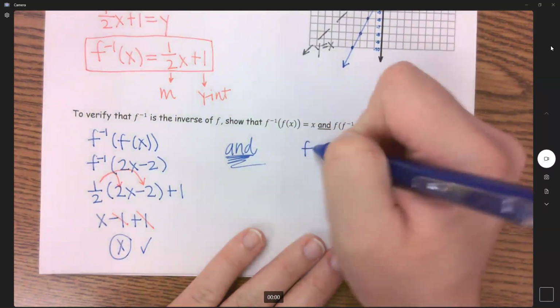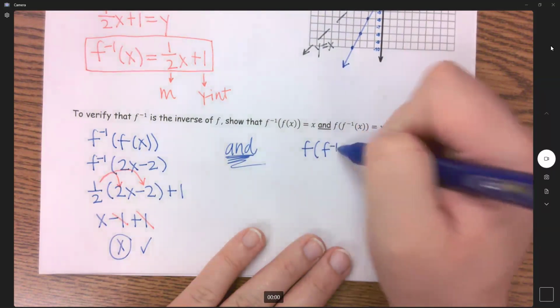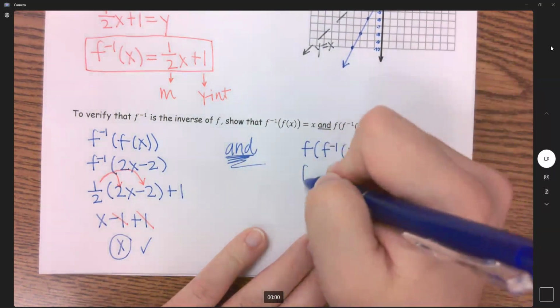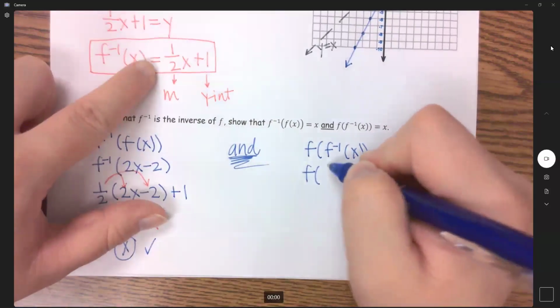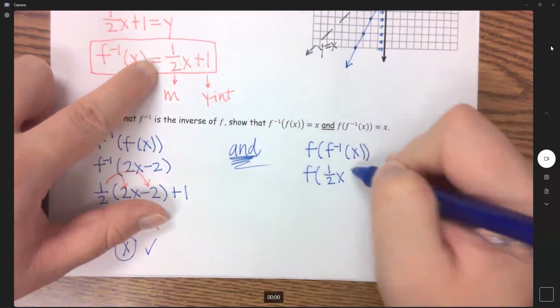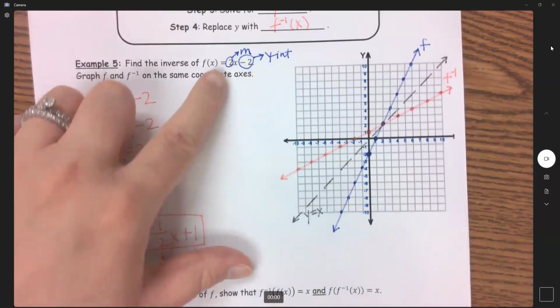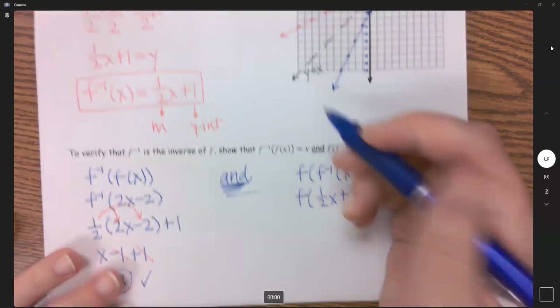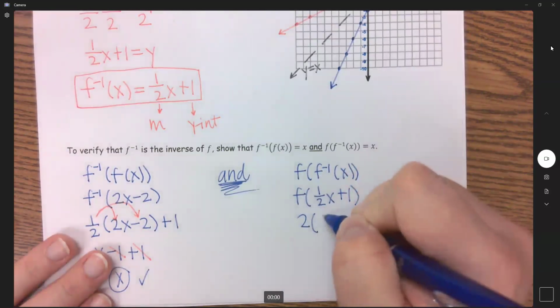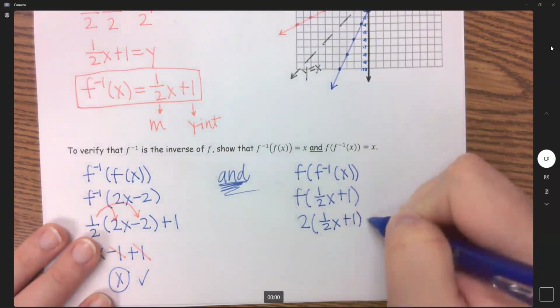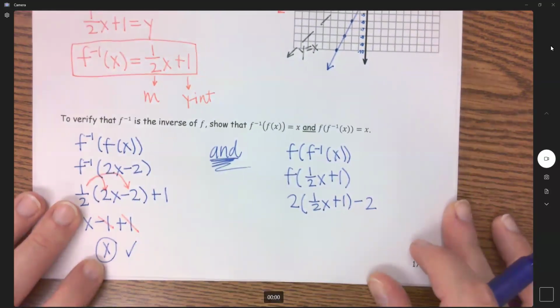So now we will go f of the inverse of x. So starting inside, we have f of 1/2 x plus 1. And now go back into your function and replace this x with what we have in parentheses. So 2 times 1/2 x plus 1 minus 2.